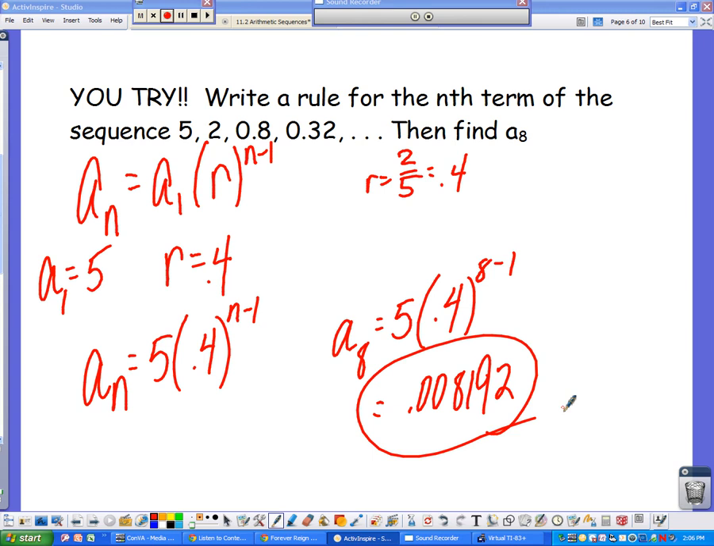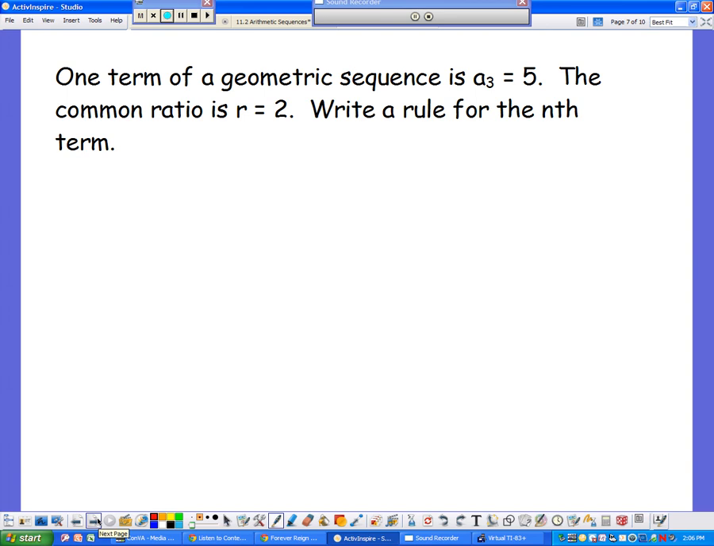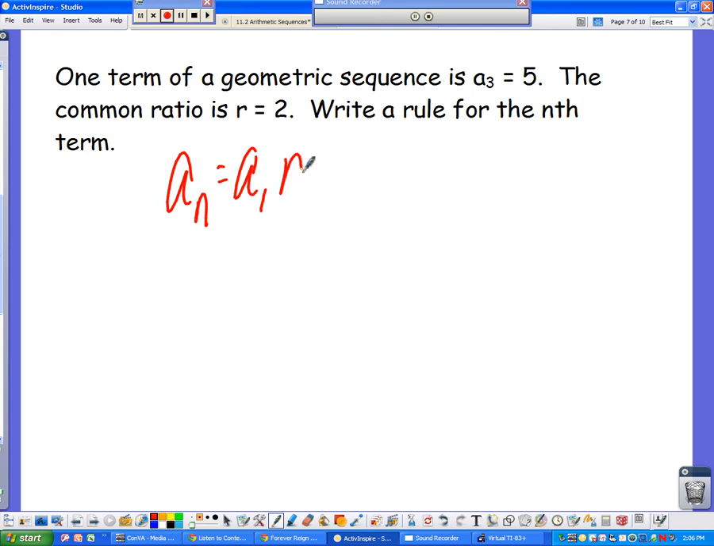All right. So in the next one, it says one term of a geometric series is a3. Remember our formula was a sub n equals a sub 1 r to the n minus 1. Our common ratio is 2. Write the rule for the nth term. Well, in this case, we've got our third term. Remember, our a sub 1 is what we're actually looking for. Our r is 2. That's a multiply. And our n is 3, so 3 minus 1, I'm going to put a 2 in there.